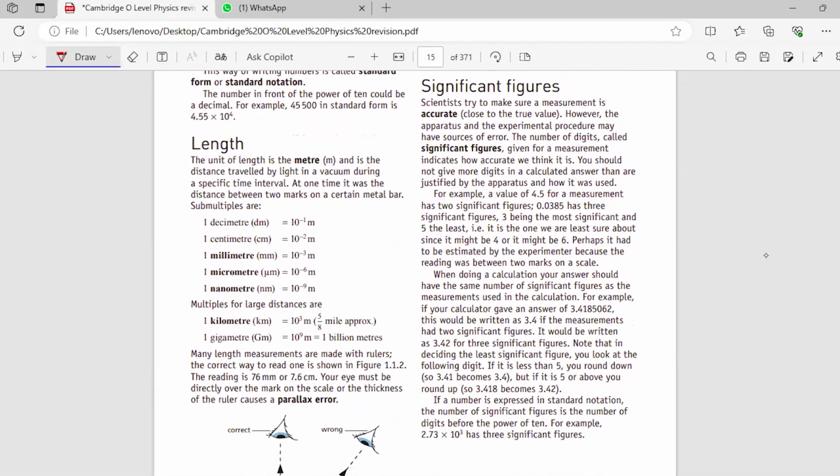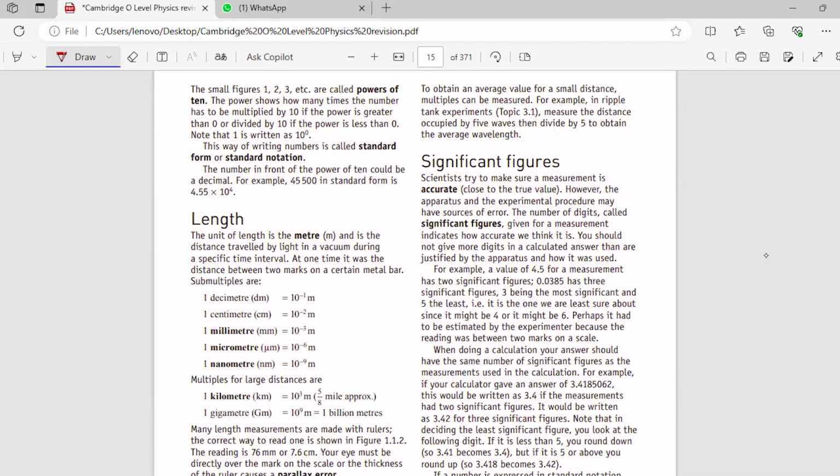Then comes the concept of length. Length is the path between 2 points. The measuring instruments to find length: if the length is more than 1 meter, it is preferred to use measuring tape. Within 1 meter, we prefer to use the meter rule, the half meter rule, or the centimeter scale. If the length is less than 50 centimeters, it is preferred to use the vernier caliper.